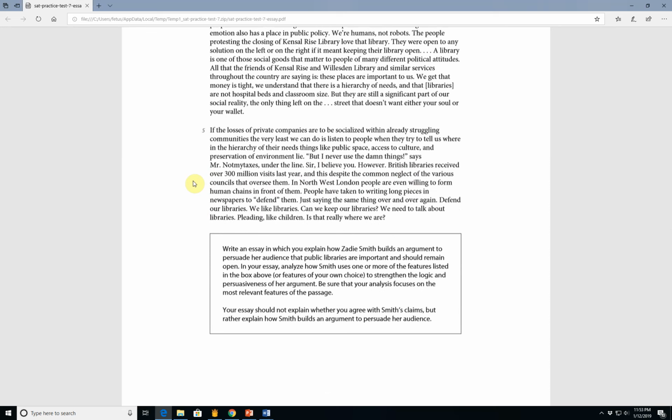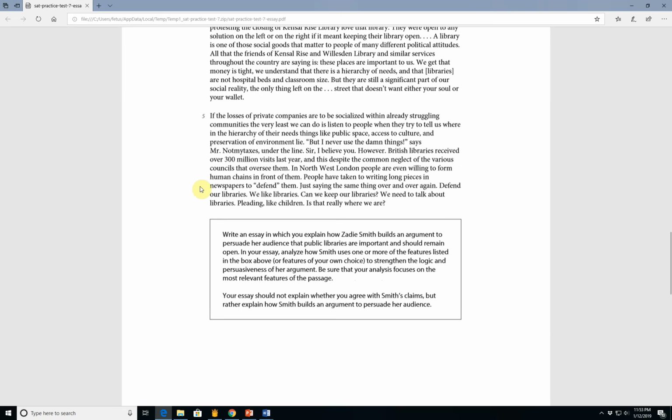However, British libraries received over 300 million visits last year, and this despite the common neglect of the various councils that oversee them. In northwest London, people are even willing to form human chains in front of them. People have taken to writing long pieces in newspapers to defend them, just saying the same thing over again. Defend our libraries. We like libraries. Can we keep our libraries? We need to talk about libraries. Pleading like children. Is that really where we are?